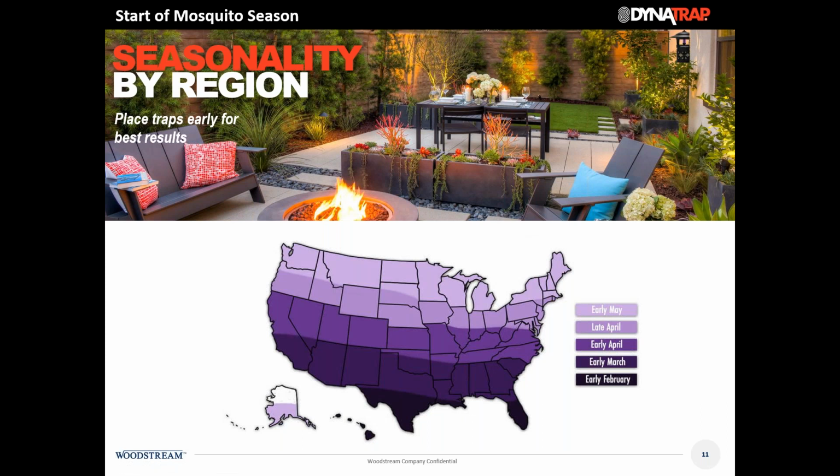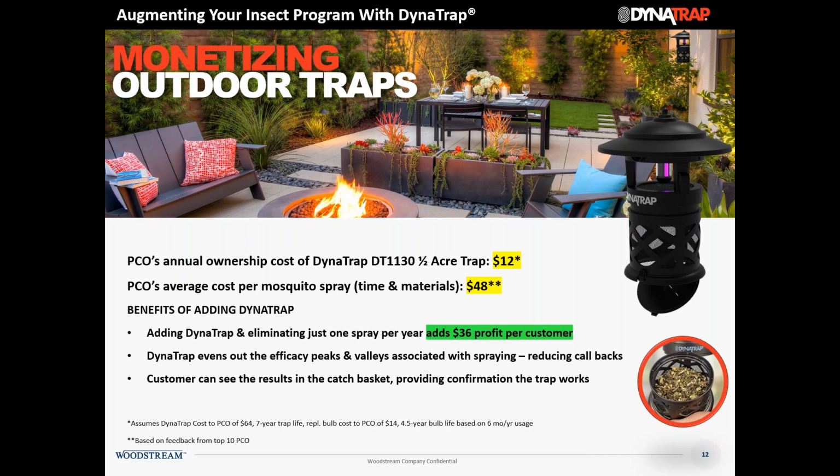It's not so we can sell more bulbs. We're going to sell more traps because people are going to like the way they work, and that's one way to ensure that they're working fine. So the most important thing: how does it work? Or how can it work for you in terms of either retaining customers or gaining customers or getting more profit off of customers? So depending on what the PCO is paying for it, but this is a pretty safe number.